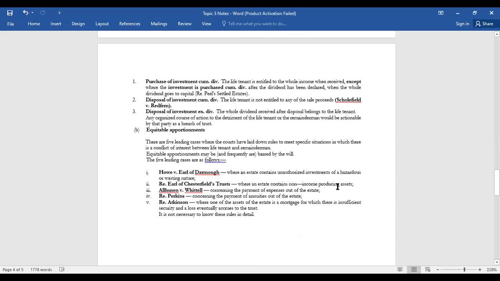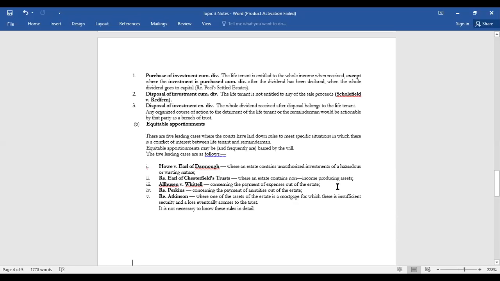So on the purchase of investment cumulative dividend, the life tenant is entitled to the whole income when received, except where the investment is purchased cum dividend after the dividend has been declared. That is because the person who takes the advantage of that situation is the buyer and not the seller, according to Peel's Settled Estate. Now, these were cases that were settled by court.